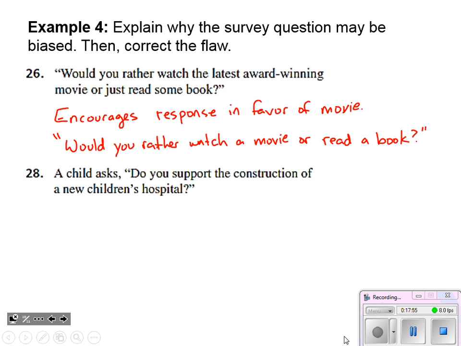And lastly, number 28, a child asks, do you support the construction of a new children's hospital? Well, this one is biased in a way because of how they're asking the question, how they're conducting the survey. So responders may not answer truthfully.